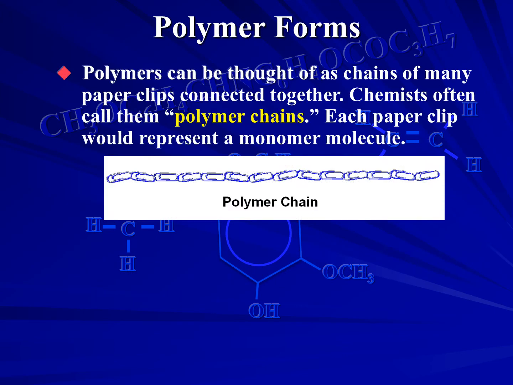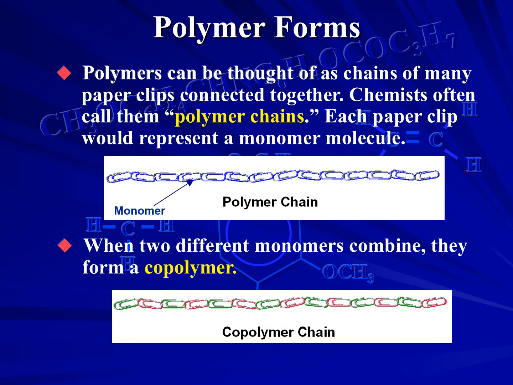Polymers can be thought of as chains of many paper clips connected together. In fact, chemists often call them polymer chains. Each paper clip would represent a monomer molecule. When 2 different monomers combine, they form what is called a copolymer.